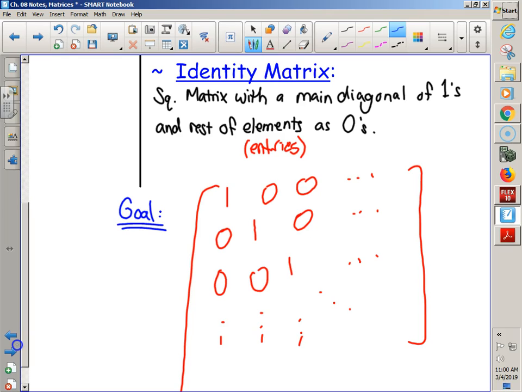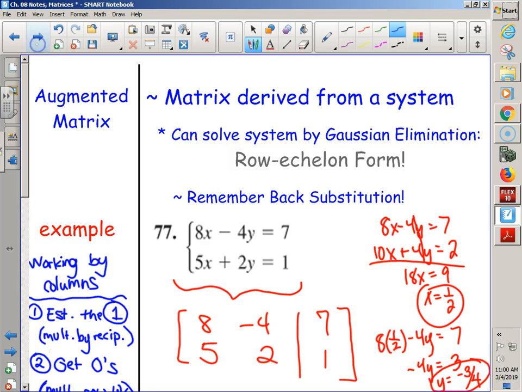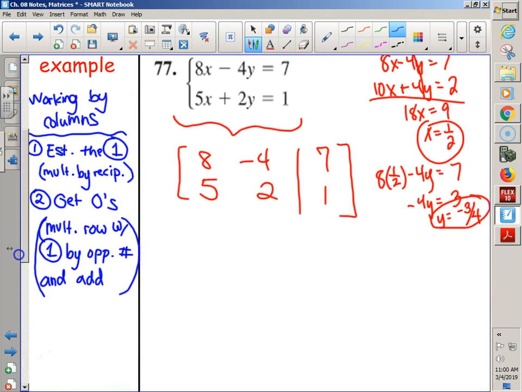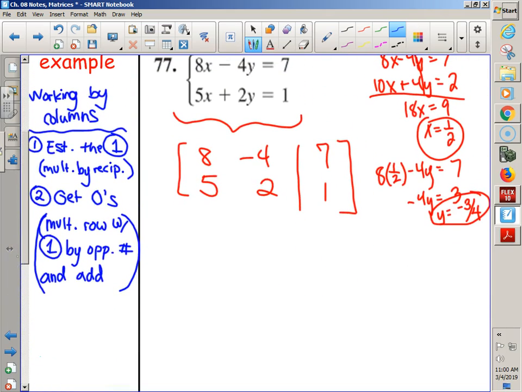So a leading 1 on the top of the first column, a leading 1 in the second entry of the second column, and the third entry of the third column, etc., etc., etc. So right now, I want a 1, but I have a what in that first column? I have an 8. Now, multiply by the reciprocal. What's the reciprocal of 8 over 1? 1 over 8.